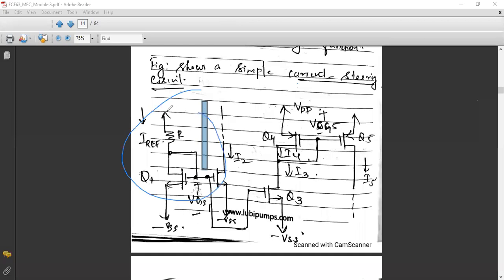Here I2 is determined by I reference. Similarly, I3 is also represented, determined by I reference, because you have a parallel connection of three devices connected to the reference current. See, both the transistors Q2, Q3, Q4 as well as Q5, all these currents are being determined by this reference current. So both I2 and I3 are simultaneously determined by I reference. Okay.